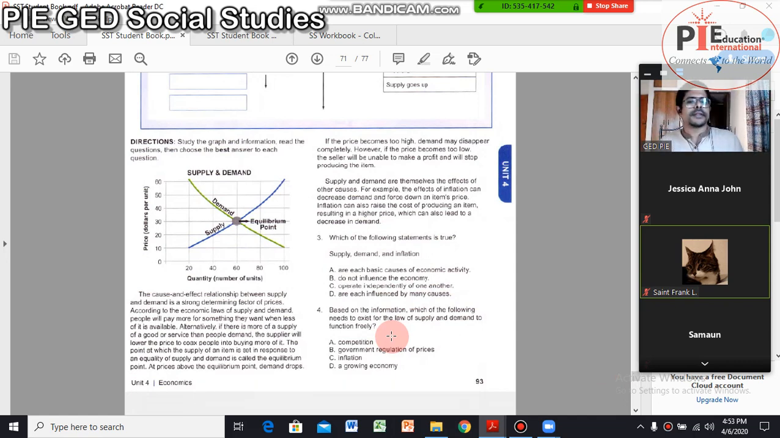The law of demand is saying that if prices go up, the demand will go down. If prices go down, the demand will go up, considering that the supply is not being affected. Similarly, if the prices go up, then the supply will also go up, and if the price goes down, the supply will also go down, given that the demand is not affected.